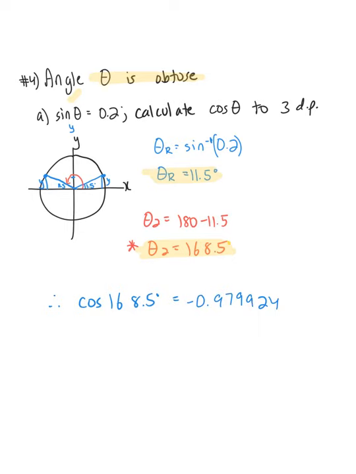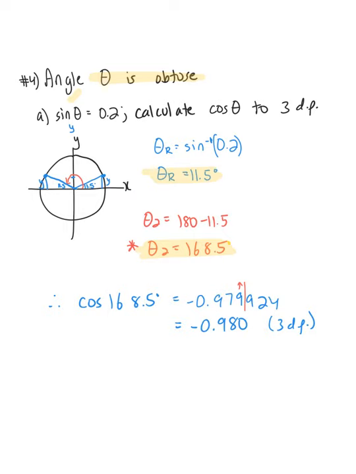This question's a little bit tricky to round. We want 3 decimal places, so we're going to cut it off over here. So this 9 is going to bump that up. So this rounds to negative 0.980 to 3 decimal places.